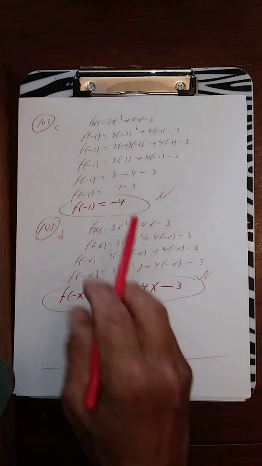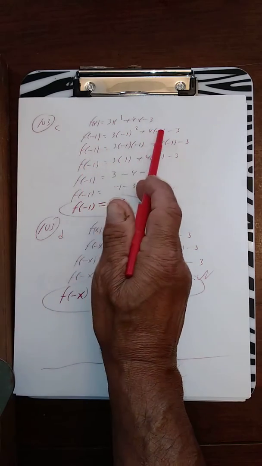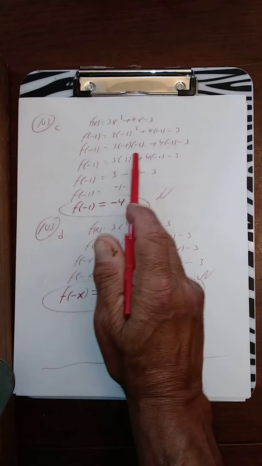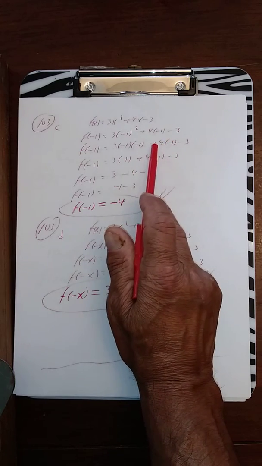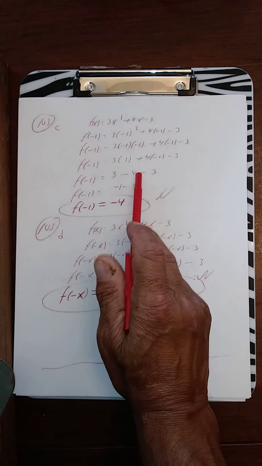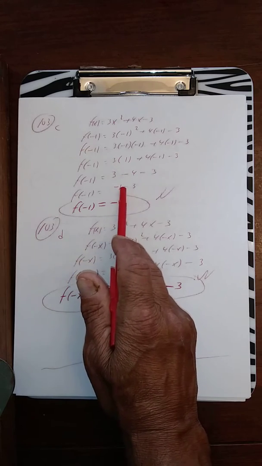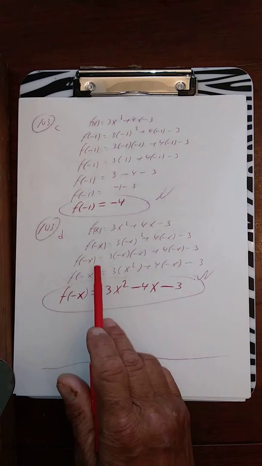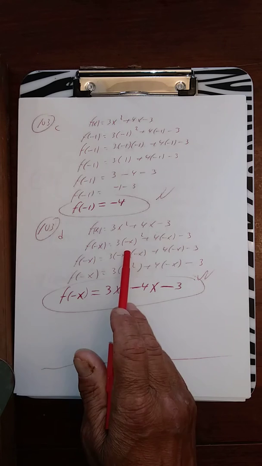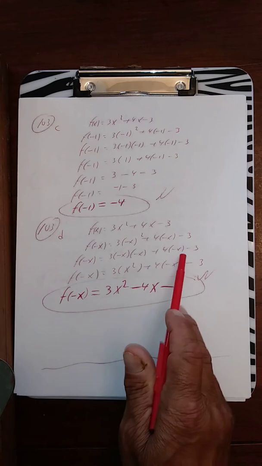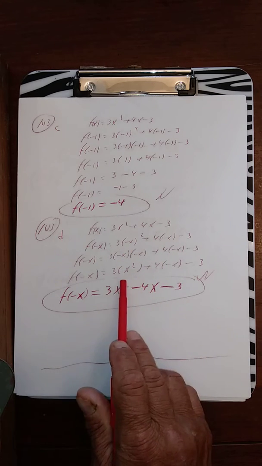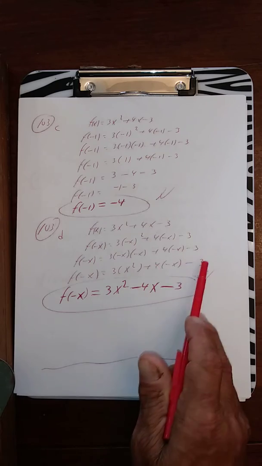Another one, f of negative 1. Put negative 1 in there. Negative 1 squared is 1, and 3 times that is 3. 4 times negative 1 is negative 4. 3 minus 4 is negative 1, and negative 1 minus 3 is negative 4. Now with negative x, the square is positive x squared, and 4 times negative x gives you 3x squared minus 4x minus 3.